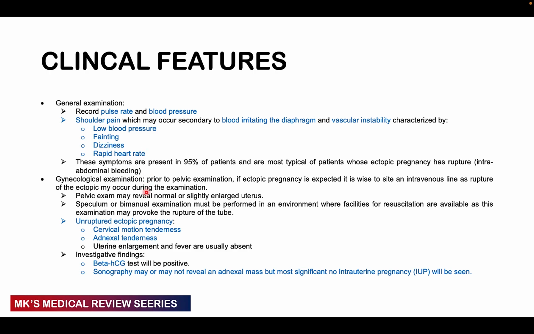So the pelvic examination is going to reveal either a normal or a slightly enlarged uterus. Then you do perform a speculum or bimanual examination, in an environment where you can actually resuscitate this patient, because this patient can begin to bleed at any time and you can actually even provoke the rupture of the tube. Then, of course, an unruptured ectopic pregnancy may show you cervical motion tenderness, which may also be seen in PID, and adnexal tenderness. Uterine enlargement and fever are usually absent.